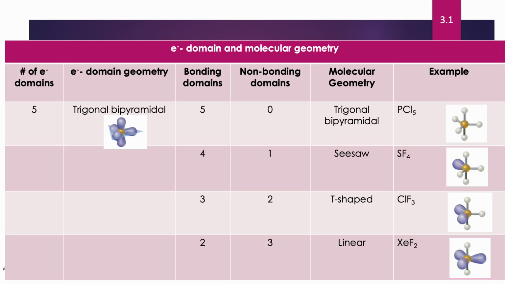This is a really giant table. That's okay, no panic. We're going to look at them one at a time. This is for all of the 5 electron domain geometries, your famous trigonal bipyramidal. Now, if I don't have any non-bonding domains, I get my perfect trigonal bipyramidal. I don't have any complaints here. Now, if one of your bonding domains is a non-bonding domain, only one pair, then that gives us a seesaw molecular geometry.